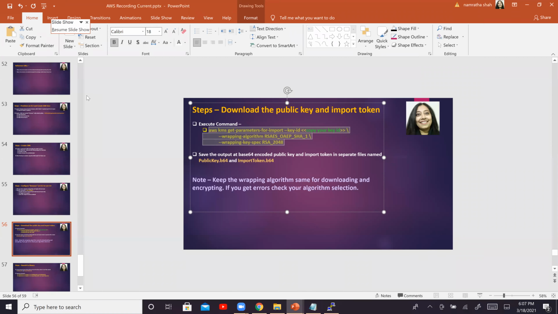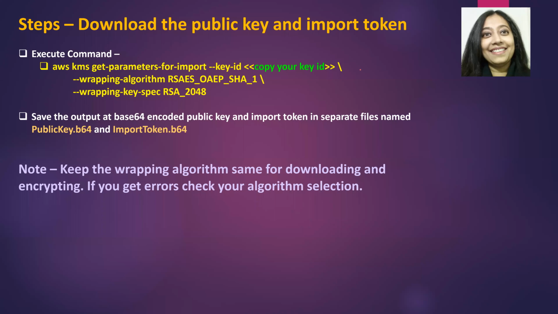What are we going to do next? So we have completed this step. What we are going to do now is take this output and create two separate files named public key base 64 and import token base 64, okay? And copy the corresponding keys into it. So let's see how we do that.